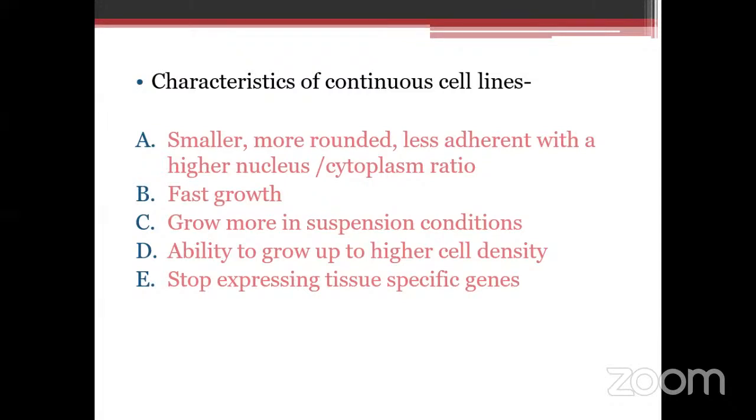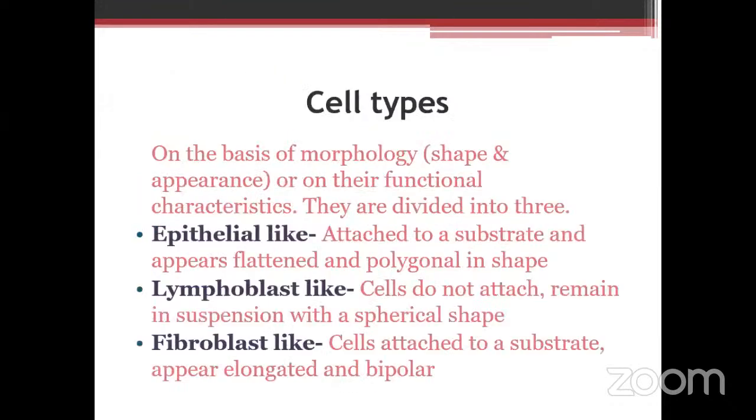And then fast growth. The growth will be very fast compared to normal cells in cancerous or transformed cells, and they grow more in suspension. They will have higher cell density. And they stop expressing tissue-specific genes. That means they are transformed.